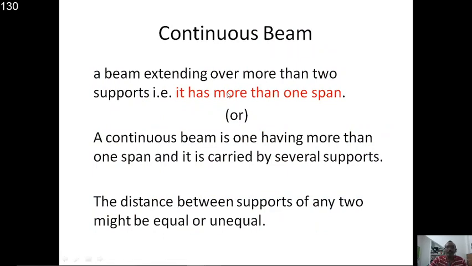So a beam extending over more than two supports, or having more than one span, is known as a continuous beam. A continuous beam is one having more than one span and carried by several supports. That is another definition. The distance between supports of any two might be equal or unequal. See this, what it is saying is that the spans might be different.